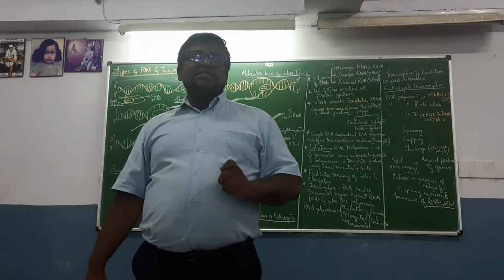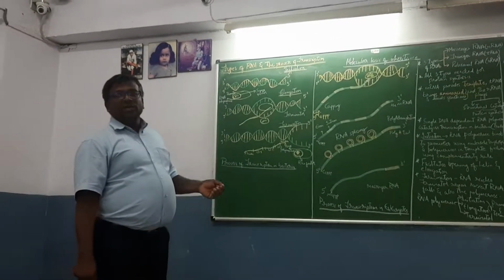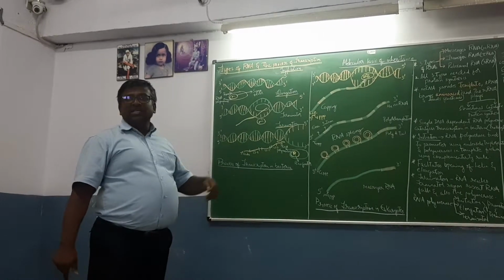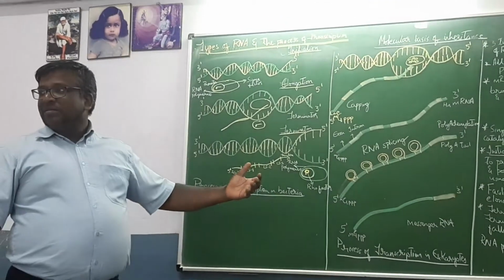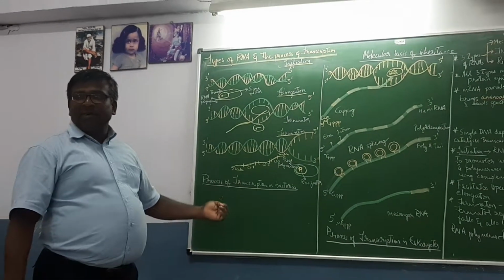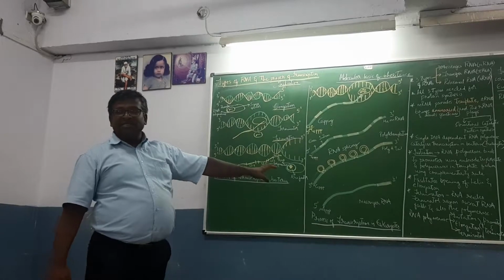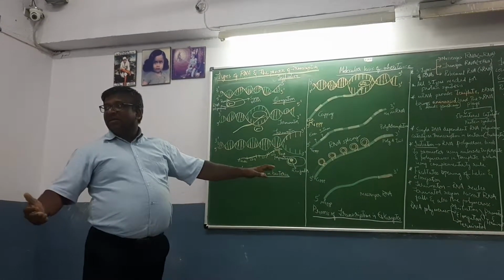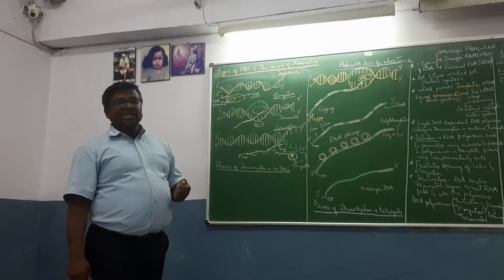In today's class, we are going to discuss the types of RNA, and also the process of transcription. How does it take place in prokaryotes, like bacteria and blue-green algae? What is the type of transcription in eukaryotic organisms, from kingdom Protista to kingdom Animalia? These are the things that we are going to study in today's class.